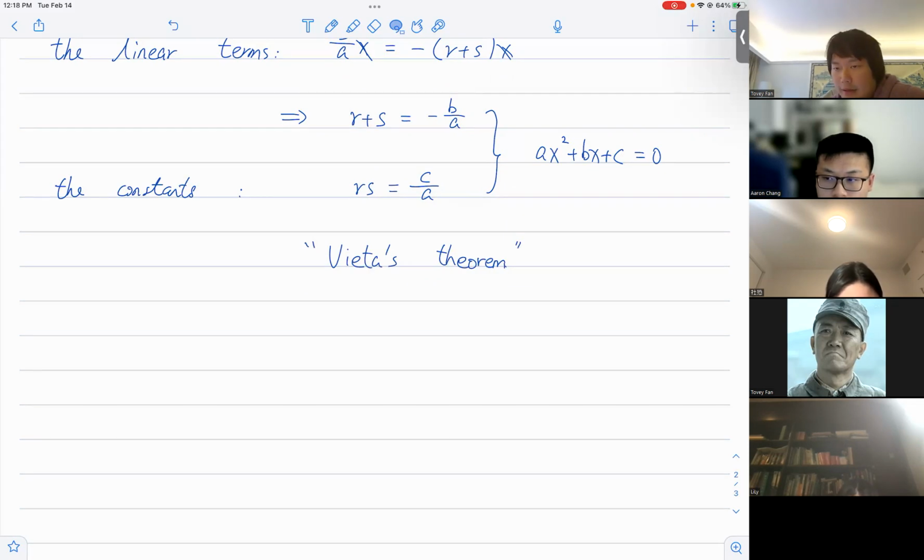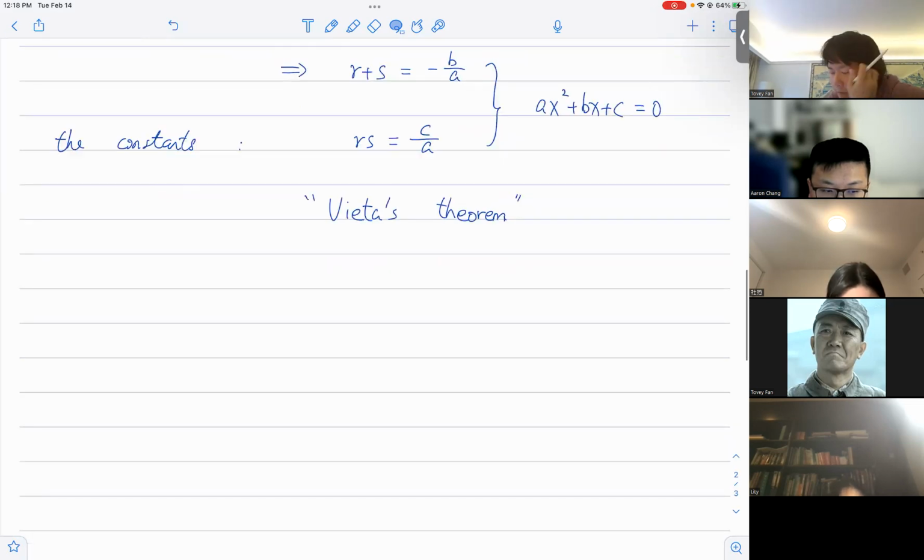Later on we will study Vieta's theorem in polynomials of higher degrees, and actually for AMC10 we need to study it. Basically every year there's at least one question on AMC10 about Vieta's theorem in polynomials of higher degrees, like in 4th degree, in 5th degree, even in 8th degree. So we will learn about that a little bit in the future.